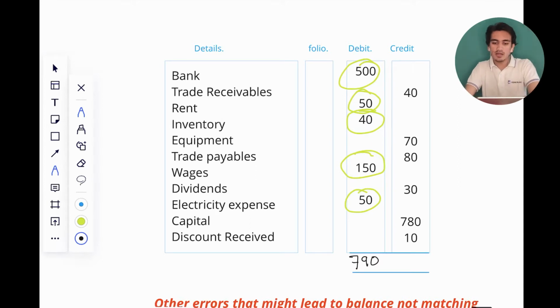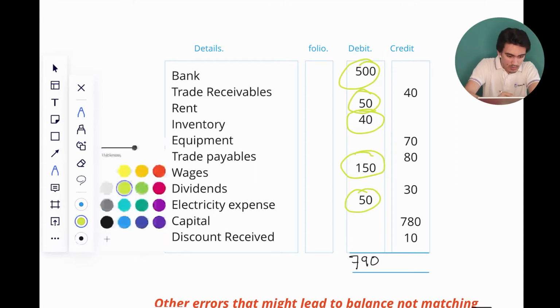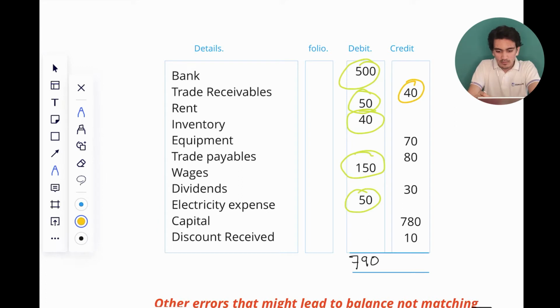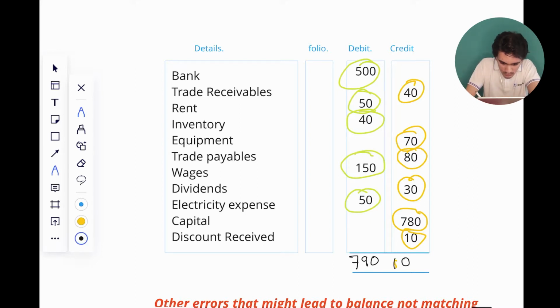Now let's add up all our credit sides. On our credit sides, we have 40 plus 70, 110. 110 plus 80, 190. 190 plus 30, 220. 220 plus 780, 1000. 1000 plus 10, 1010. Oh no, this means our trial balance is not matching. Our debit side and credit side are not equal to each other. So there might be some kinds of errors.